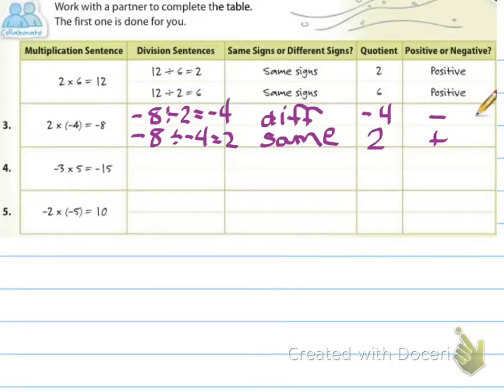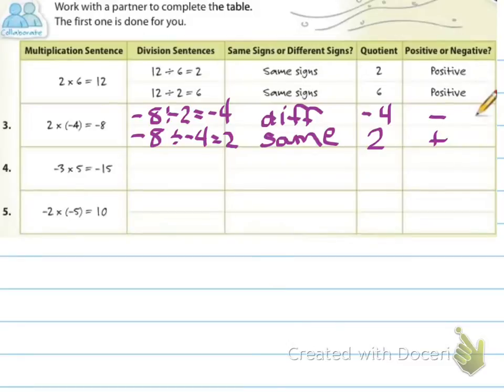So just to give you an example, looking at number 3, we've got 2 times a -4 equals a -8. And so to make that into a division sentence, I'm just going to work backwards. -8 divided by 2 equals -4, and -8 divided by -4 equals 2. And then whenever you move on, it says, are they same signs or different signs? Well, for this one, we've got a negative and a positive, so those are different signs. And then the quotient is -4. Quotient is the answer to the division problem. It's -4. And so is it negative or positive?